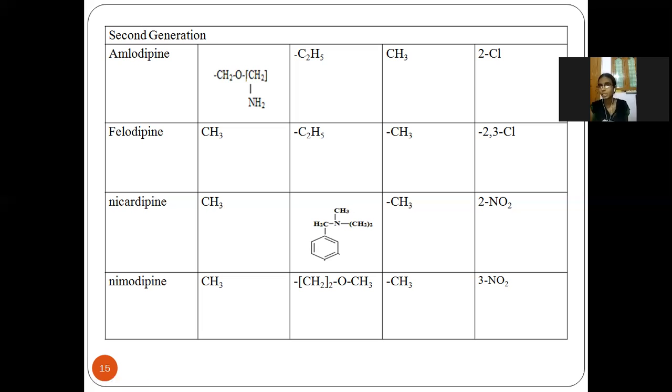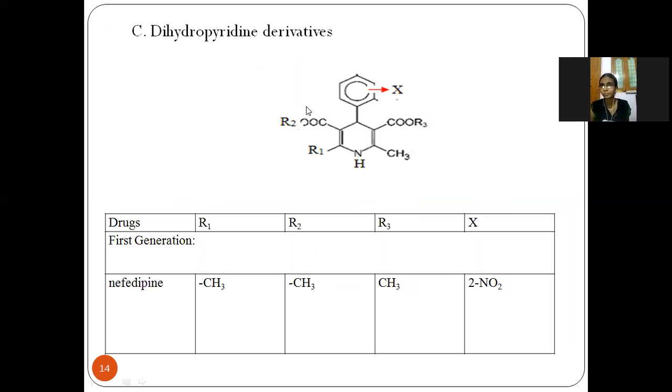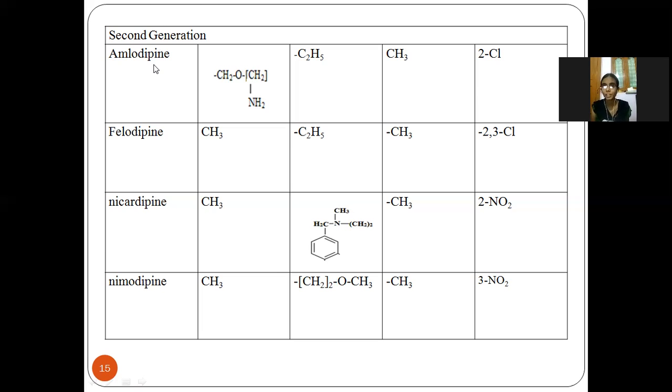So these are the drugs which come under the dihydropyridine derivatives. In the first generation, nifedipine. Second generation, amlodipine, felodipine, nicardipine and nimodipine. So these are the drugs which come under the dihydropyridine derivatives.